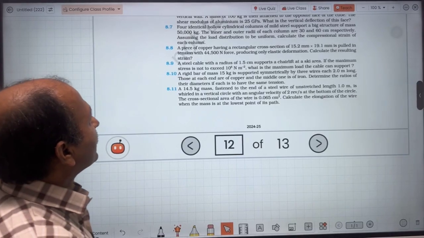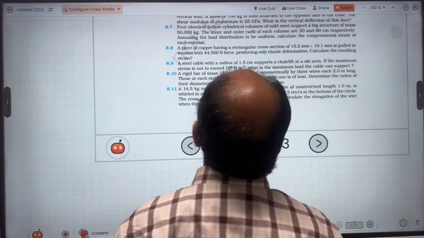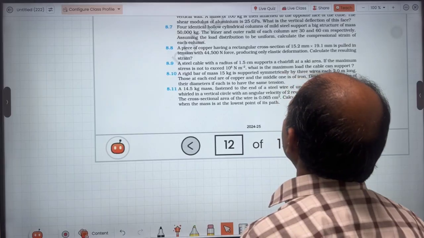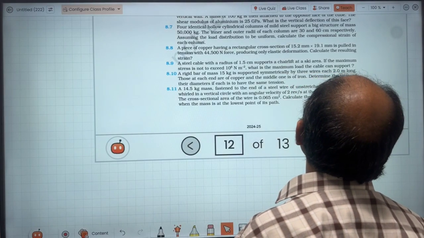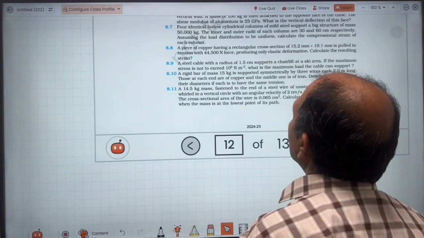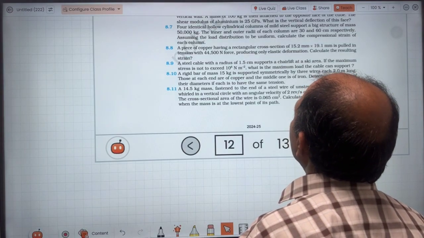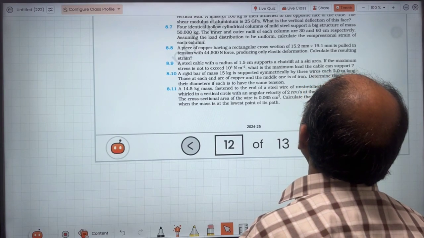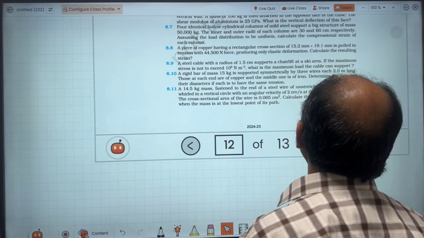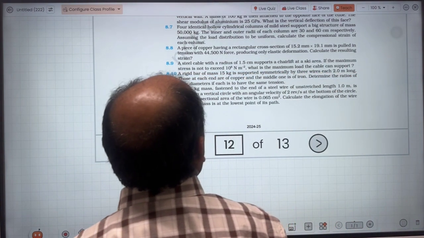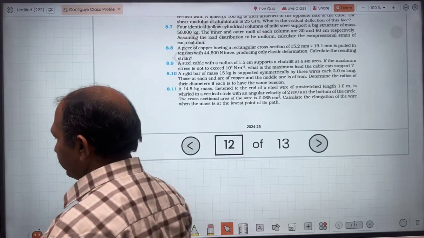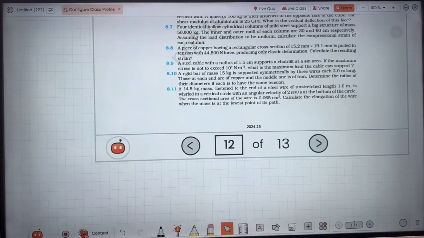Now, the next question is: a rigid bar of mass 15 kg is supported symmetrically by 3 wires, each 2 meter long. Those at each end are of copper and the middle one is of iron. Determine the ratio of their diameters if each is to have the same tension. You can understand the question. The question is simple.